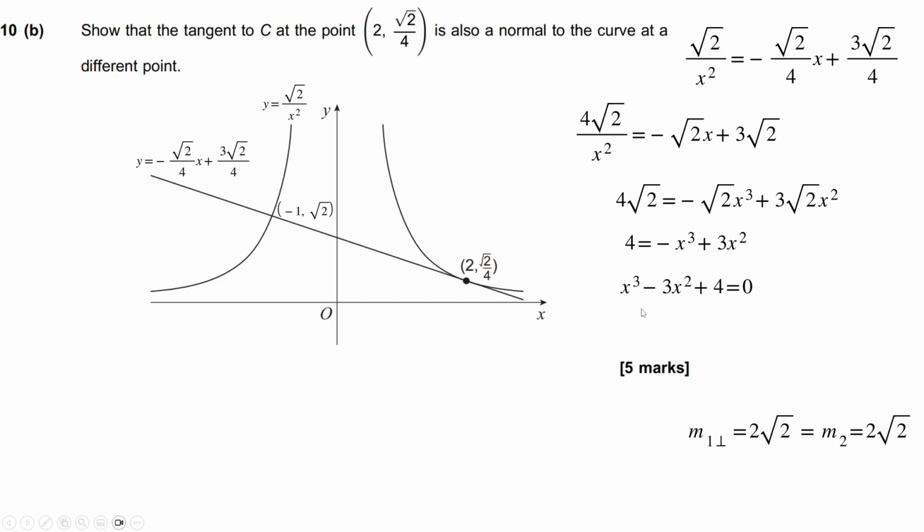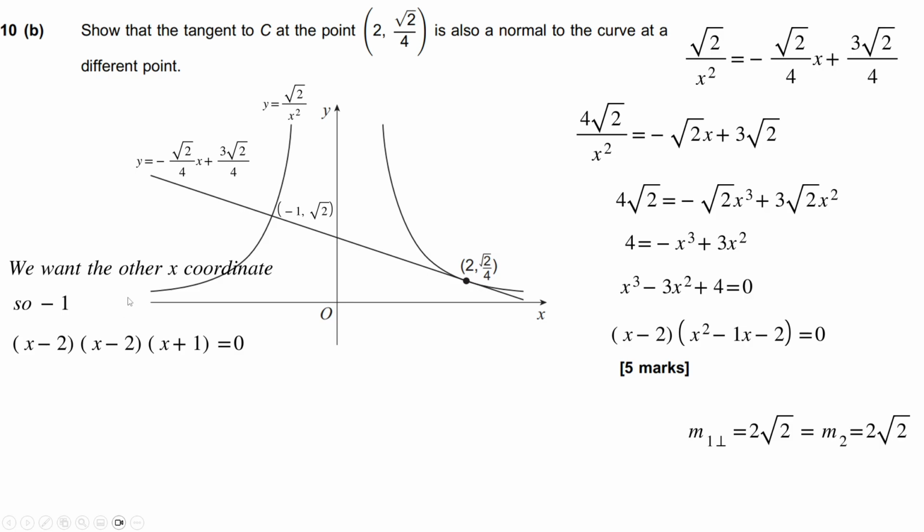Oh no, sorry, never mind. We know that x will equal 2. Therefore, x minus 2 has to be a factor. But just try and factorize it any way that you can. You'll get this eventually, okay? And then you can factorize this even more to get this. So you've got a repeated solution at 2, and then you've got x plus 1.